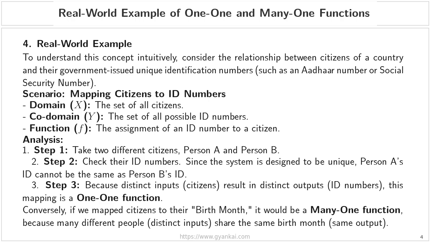To give you a clear contrast, consider a different scenario. If we were to map citizens to their birth month instead of an ID number, this would be a many-one function. This is because many different people, who are our distinct inputs, will share the same birth month, which serves as the output. Understanding these conceptual differences is essential, as it sets the stage for the next section, where we will learn how to verify these properties using algebraic methods.